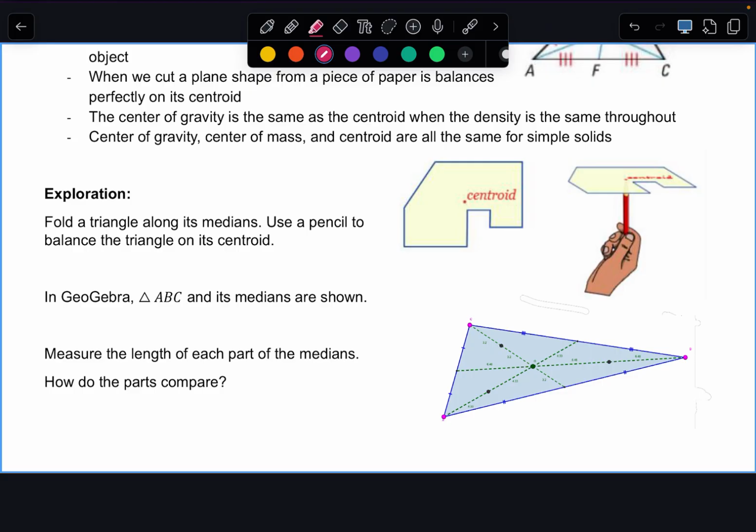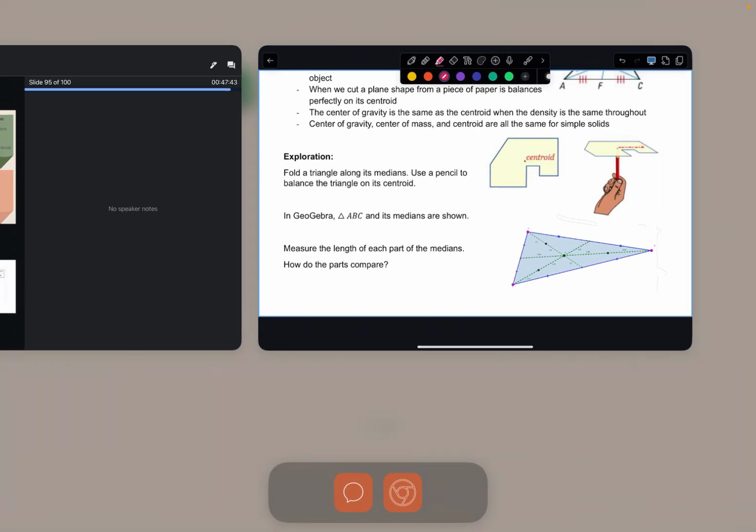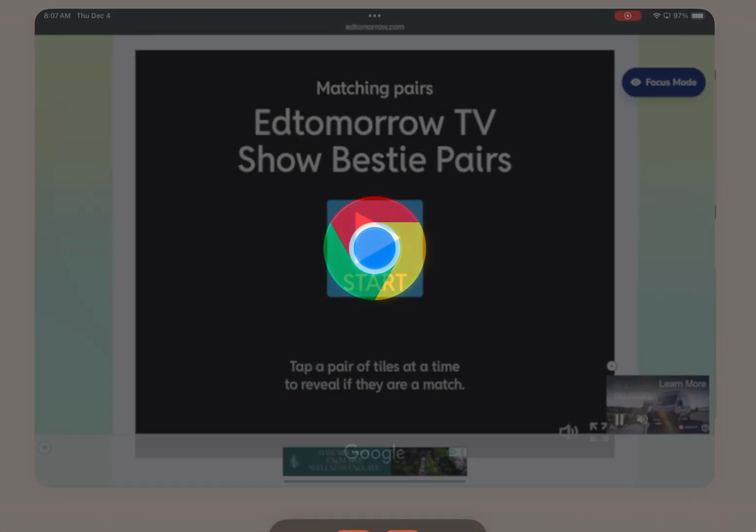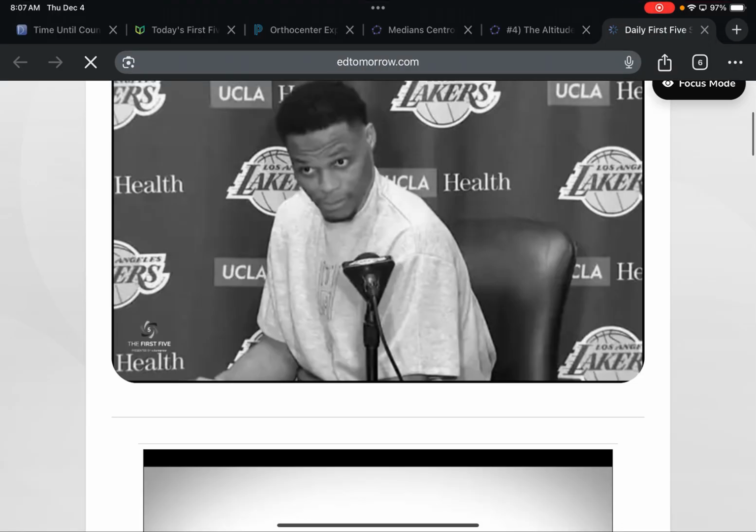But let's go back in our notes. I want all Chromebooks closed. All Chromebooks closed. And we're going to look at, so one property is obviously the centroid is the center of mass. That's what we just discovered with our triangles. The second property is the one that we'll actually use more in this class. And the way I'm going to show you that property is through GeoGebra.